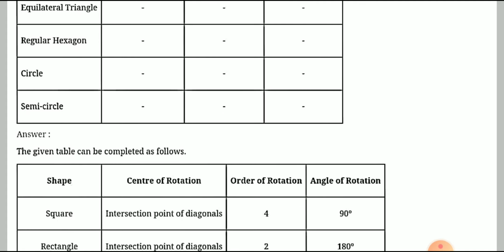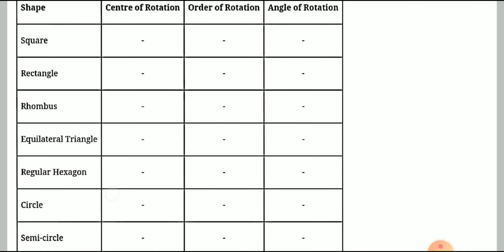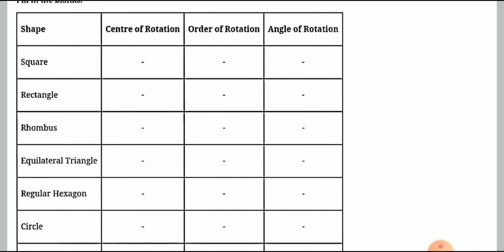So see, in the square I told you the intersection point of the diagonals is the center of rotation, the order is 4 and the angle is 90 degrees. So what about the rectangle? What is the center of rotation? The center of rotation is again the intersection of the diagonals, and the order of rotation is 2 and the angle of rotation is 180 degrees.